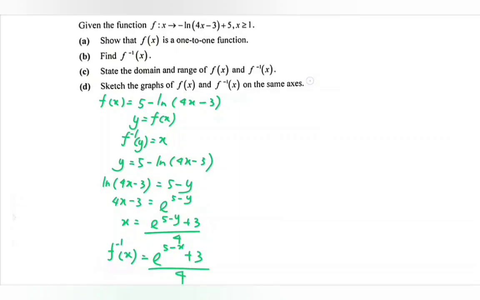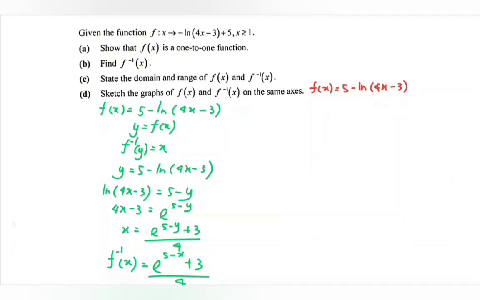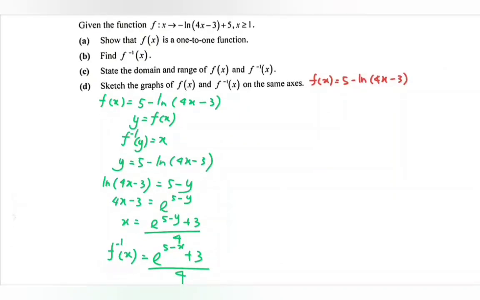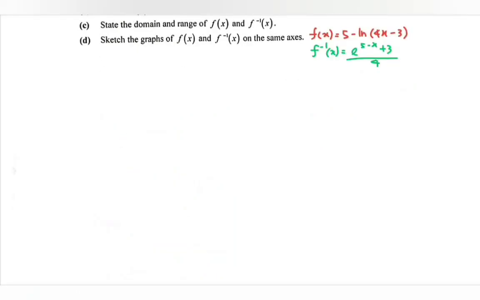So given the situation, we have f(x) equals 5 minus ln(4x minus 3), and for the f inverse, we have e to the power of 5 minus x, plus 3, over 4. Continue: state the domain and range for the f and also the f inverse.